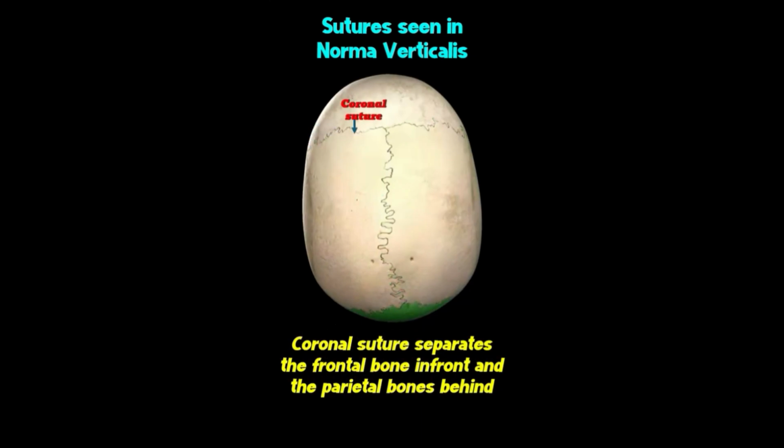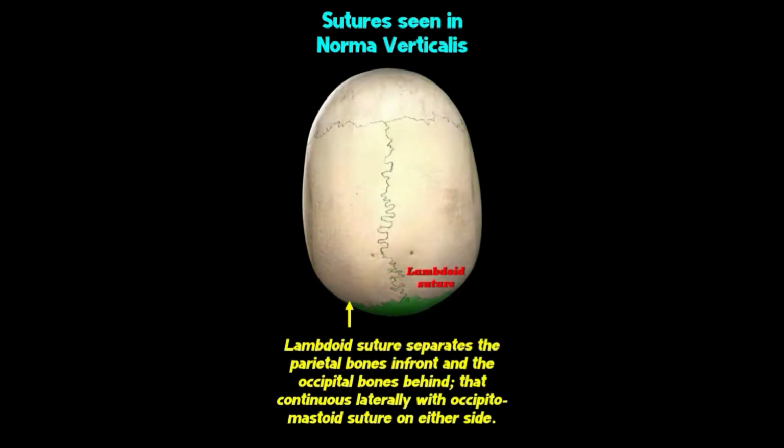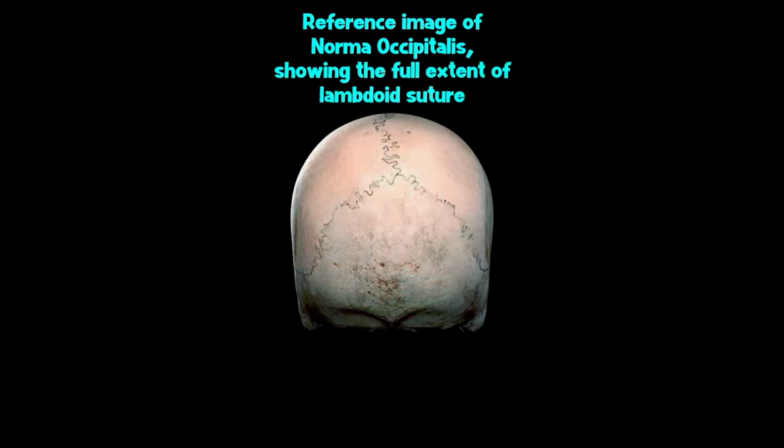2. Coronal suture. This suture separates the frontal bone in front and the parietal bones behind. 3. Lambdoid suture. This suture appears as the lambda symbol. It separates the two parietal bones in front and the occipital bone behind. The lambdoid suture continues laterally with the occipitomastoid suture on either side. The lambdoid suture is clearly visible on the occipital or back view of the skull, that is Norma occipitalis.